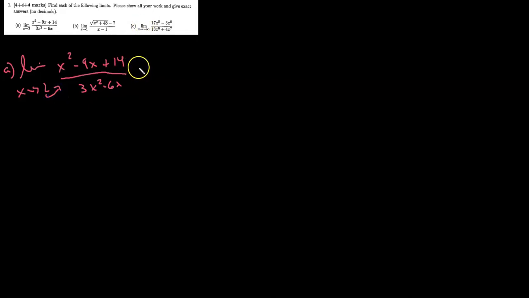Alright, so the first one is, we're going to find the limit as x approaches 2 of x squared minus 9x plus 14 over 3x squared minus 6x. Alright, the first thing to do, as always, is to plug in the approaching value into your function. See if you get a real value. So if we plug in 2, we get 4 minus 18 plus 14 over 12 minus 12. So what happens here is that we get 0 over 0.